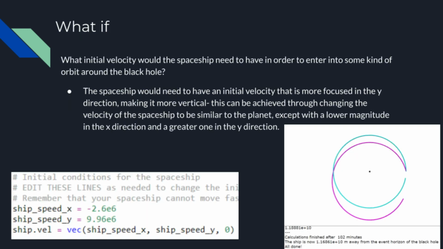For the what if: what initial velocity would the spaceship need in order to enter into some kind of orbit around the black hole? The spaceship would need an initial velocity that's more focused in the y direction, making it more vertical, and this can be achieved by changing the velocity of the spaceship to be similar to the planet's, except with a lower magnitude in the x direction and a greater one in the y direction. Again, this is done through guess and check. The initial conditions for the spaceship are shown below, and the picture to the right shows that it made a complete orbit.